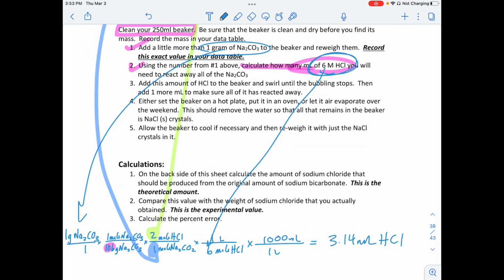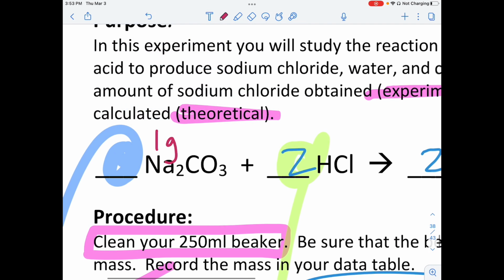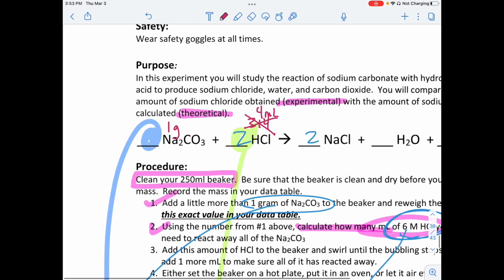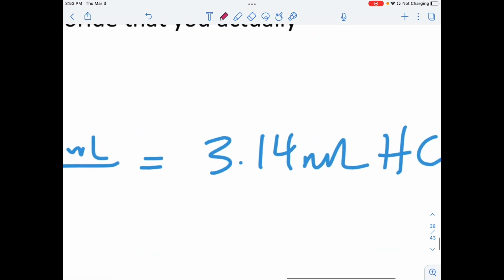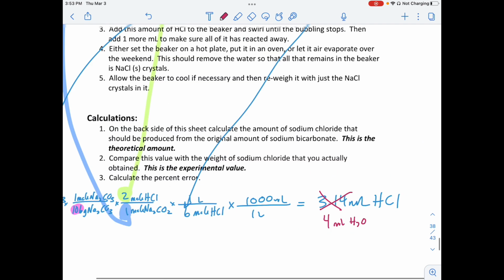So what that is saying is right here, let me switch up a little bit. I'm going to have 1 gram of this stuff and 3.14. Now, we're going to add a little bit extra just to make sure that this thing reacts. So we're going to add 4 milliliters. We know it should be 3.14. We're going to add just a little bit just to make sure it fully reacts. So 4 milliliters H2O.